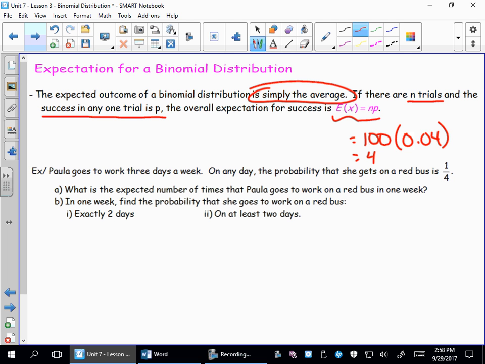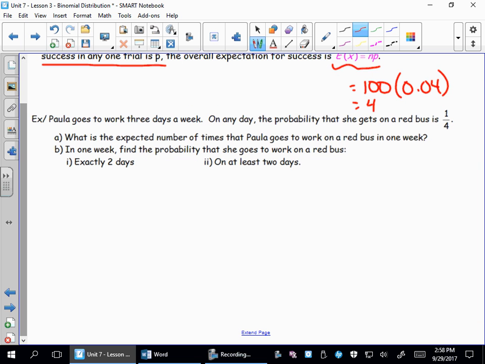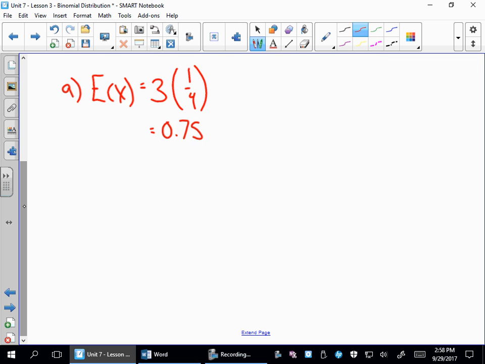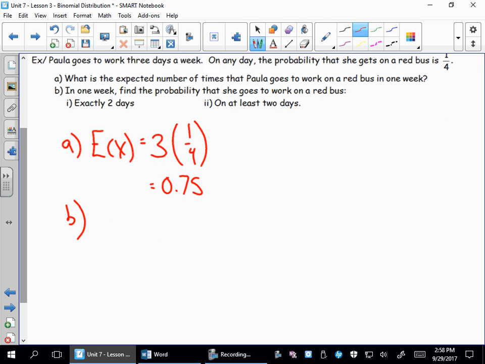Okay, last question. Paula goes to work 3 days a week. On any day, the probability she gets on a red bus is 1/4. What's the expected number of times she goes to work on a red bus? Okay, well, how many trials? She goes to work 3 days a week. On any one of those days, the red bus is 1/4, so she should expect to get on a bus that's red 0.75 times. Again, it's theoretical. She can't get on a bus 3/4 of the time, so the odds are it's probably 0 or 1. That's what's going to happen. Right? Just like any other distribution, expected values are just theoretical.